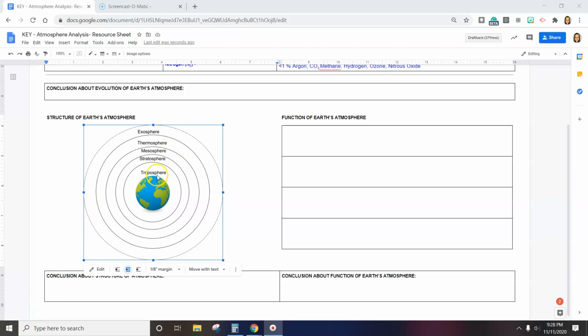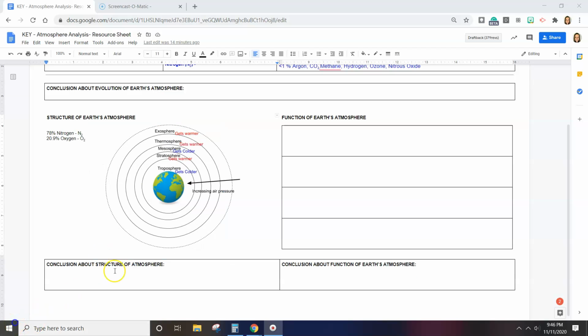Now from here, we want to think about what is happening to temperature in each layer and label that. Is each layer getting warmer or is it getting colder? You can actually find that in your packet, and it would be really great to look at some of those graphs again to make sure you know, is the troposphere going to get colder or is it going to be warmer as you get higher? What about the stratosphere, mesosphere? And then finally, what is happening with the air pressure as you move outward? Does air pressure increase or does it decrease?